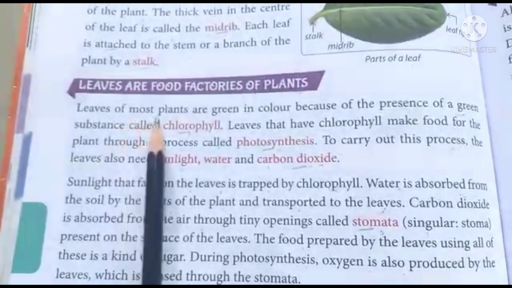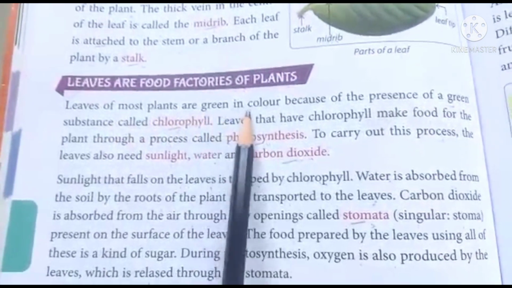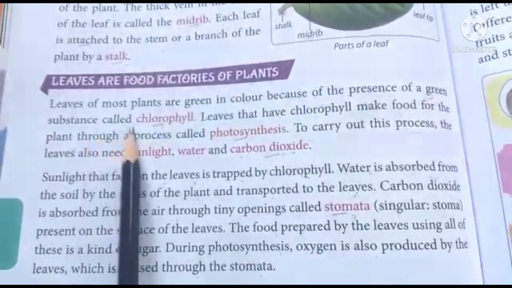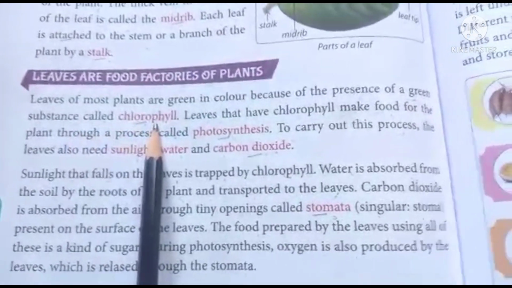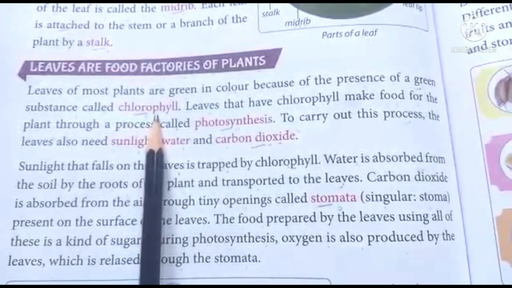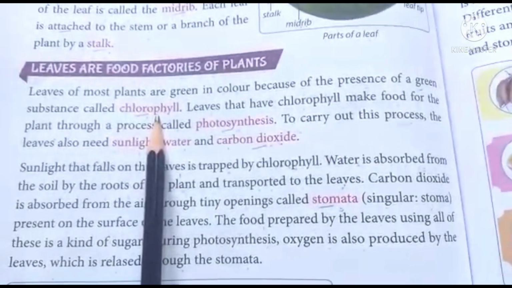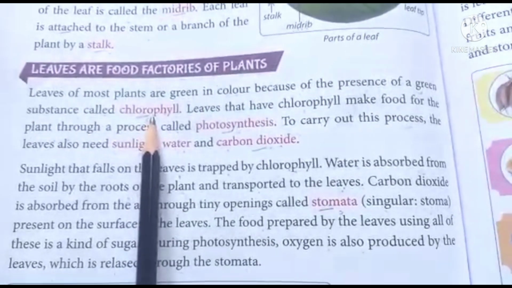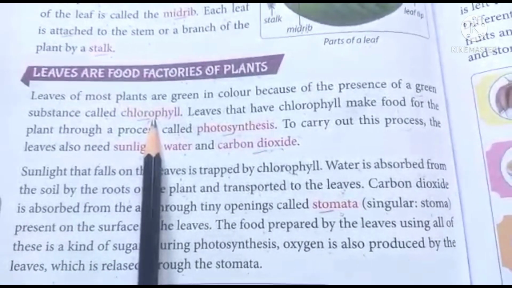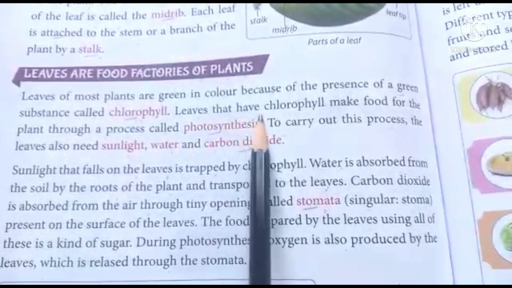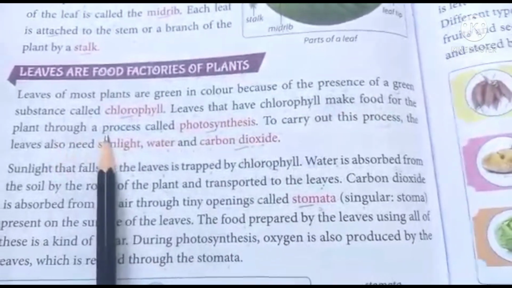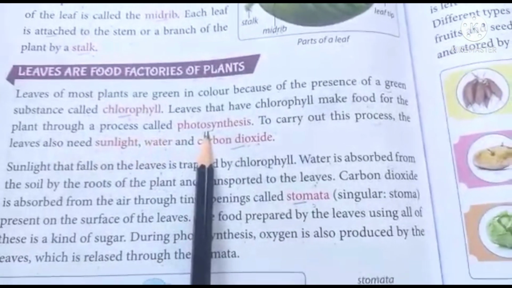Now leaves of most plants are green in color because of the presence of a green substance called chlorophyll. Now chlorophyll is present in the leaf. This is the green color. Due to the presence of chlorophyll, the leaf looks green in color. Okay. So leaves that have chlorophyll make food for the plant through a process called photosynthesis.